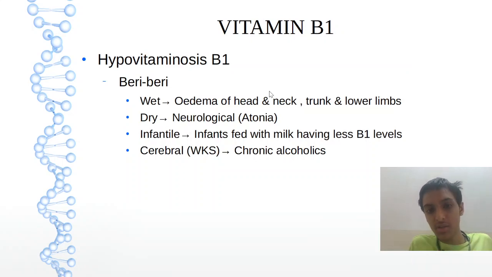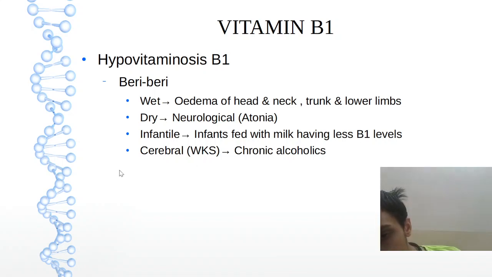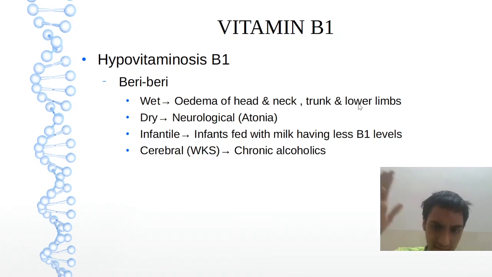Now hypovitaminosis B1, main deficiency will be beriberi. 4 types: wet, dry, infantile and cerebral. Cerebral is also called WKS, Wernicke-Korsakoff syndrome. So wet is nothing but cardiovascular, affects the heart. Apart from that, even the head and neck, trunk and the lower limbs. Simply all over the body you will find edema. And dry is neurological. There is nerve damage. That is why it's a neurotransmitter vitamin.